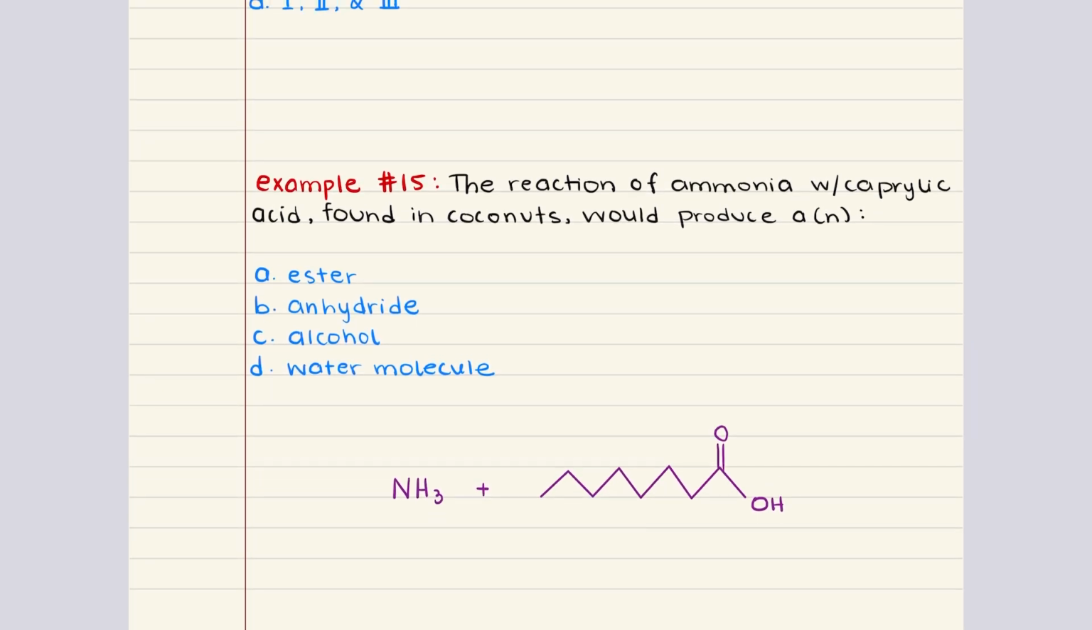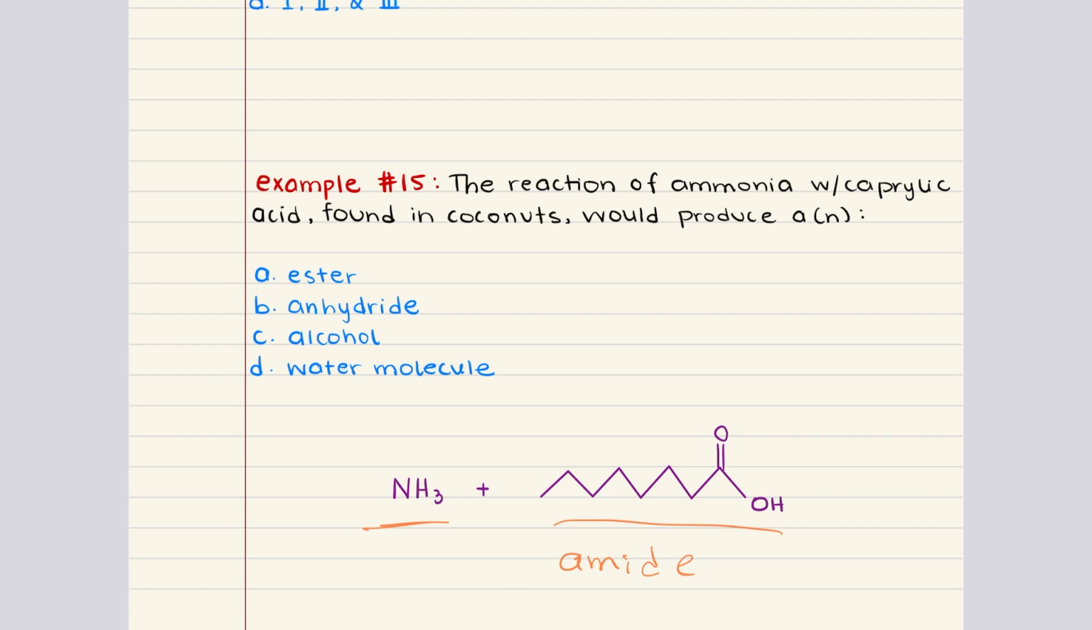Problem 15 says, the reaction of ammonia with caprylic acid found in coconuts would produce a blank. First, based on its name, caprylic acid must be a carboxylic acid. And the reaction between a carboxylic acid and ammonia typically produces an amide. However, if we look at the answer choices listed, amide is not one of the options. So we need to think carefully about the type of reaction that is happening. Amide and what else is produced?